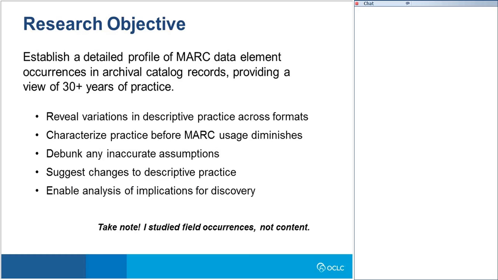So what did I set out to do? Here it is: establish a detailed profile of MARC data element occurrences in archival catalog records, covering 30-plus years of practice. That 30-plus starts in the 80s when the MARC format for archival and manuscript control was implemented. The specific points on this slide are some of the things that at the outset of the work I thought might come out of the data analysis, so we'll see how that went. And please do take note of the fact that this study looks at field occurrences only, not data content. This was complicated enough, and that would be really challenging.